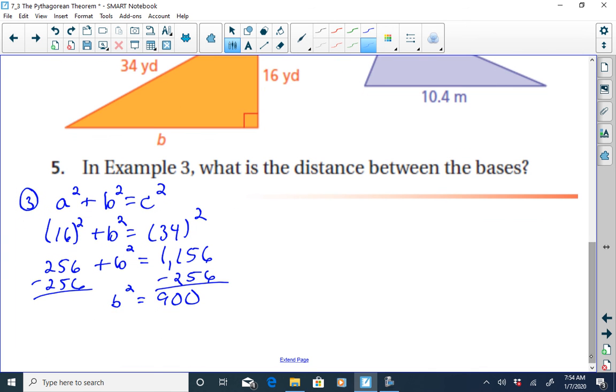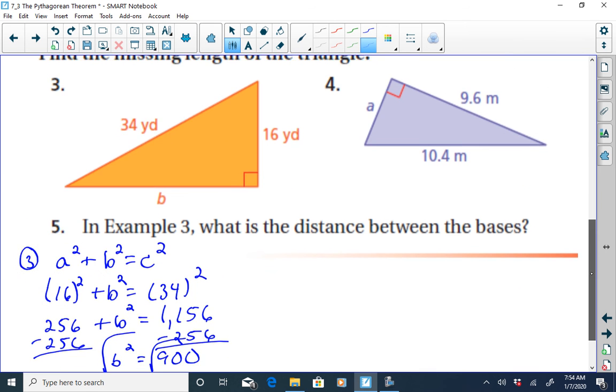We want to solve that equation by taking the square root of both sides of that equation, and b is going to be equal to 30, and those are yards. We'll do one more example here. Write our formula: a squared plus b squared is going to be equal to c squared.